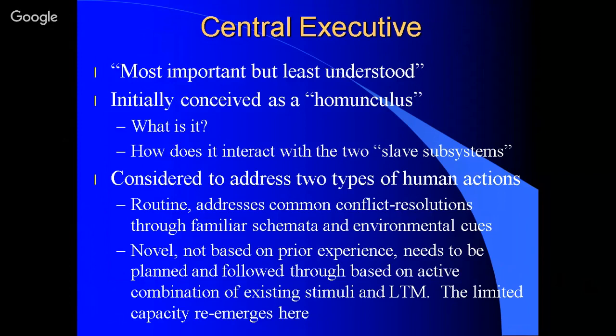Central executive. So this is the current state of affairs. It is the most important but the least understood. The initial ideas were actually regional; that's long gone. Now, when I read this morning, it said, how does it interact with the two slave systems, meaning the visual sketchpad and the phonologic loop? And I thought, you're missing several pieces here. You're missing somatosensory. You're missing olfactory. You're missing interoceptive. So there are a lot of pieces. They've got a lot of work to do before this model is fully played out.